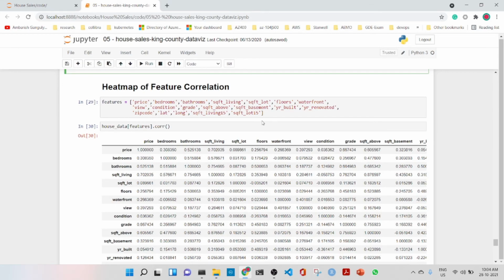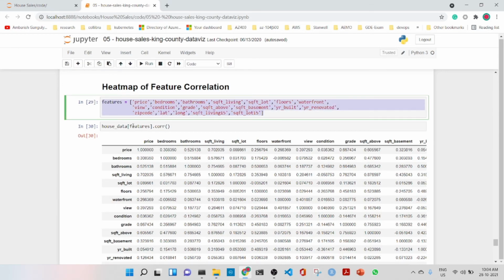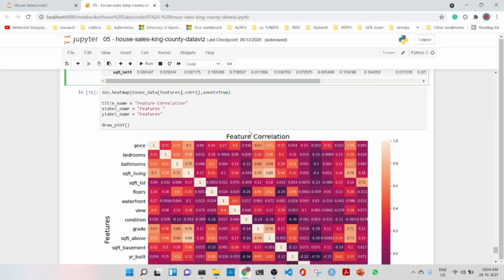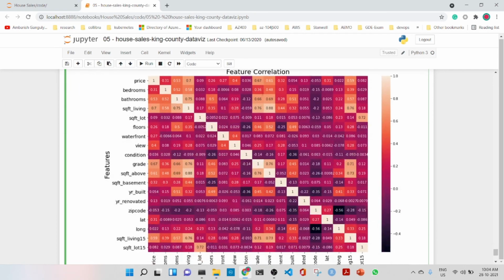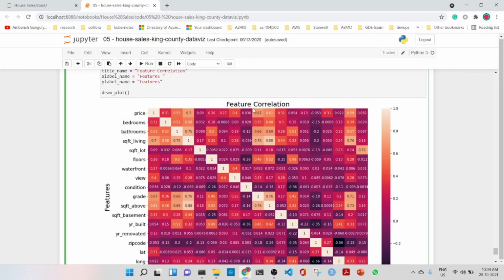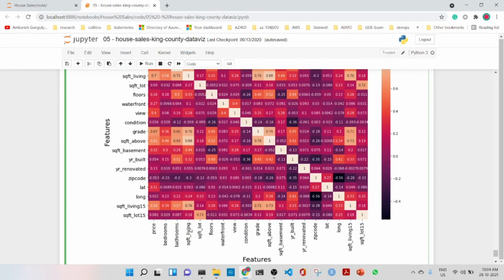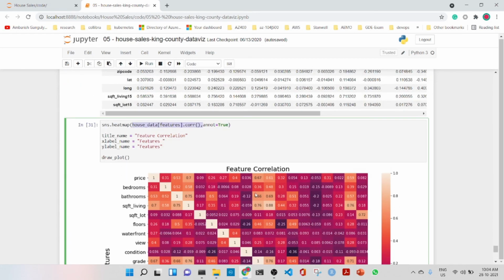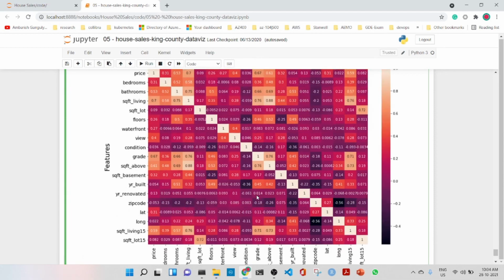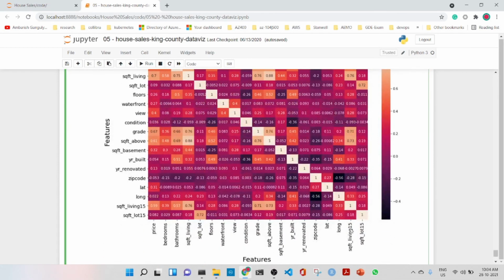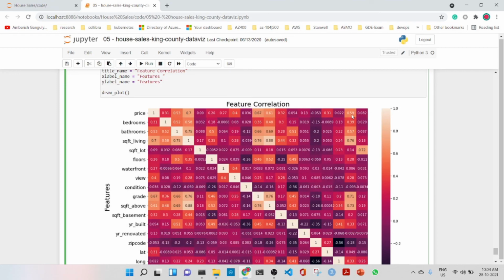Next is the heat map. We find all these features are here, and we can do a correlation, .corr, and then what we do is that we do a heat map, sns.heatmap, and we do the house data features.corr, annotate equal to true. So what we find through this figure? We find that the price is highly correlated with, you see the 0.7, square foot living. It is highly correlated with grade, and it is also highly correlated with square foot living.